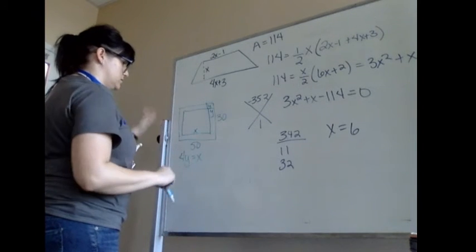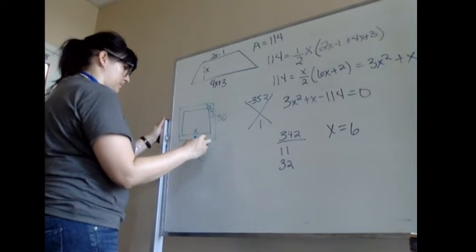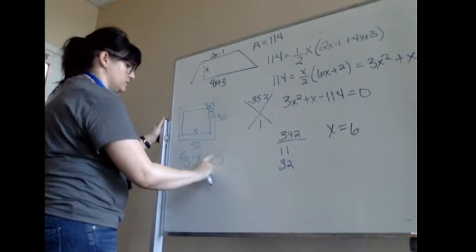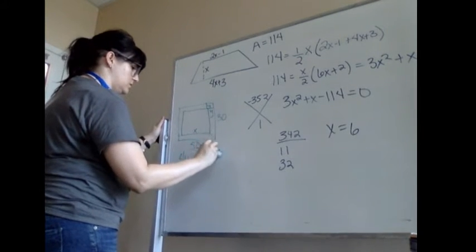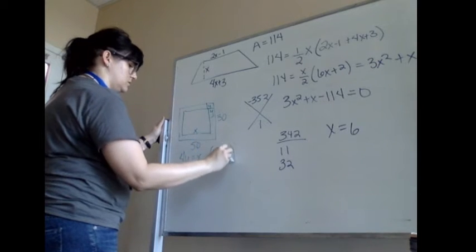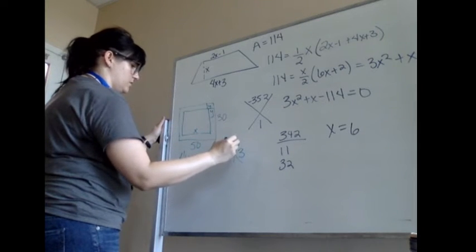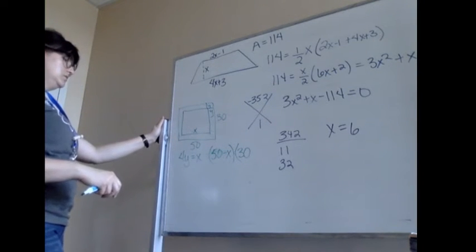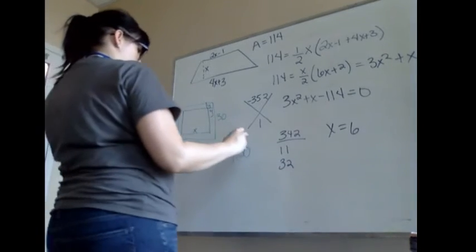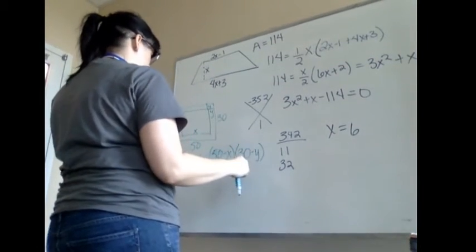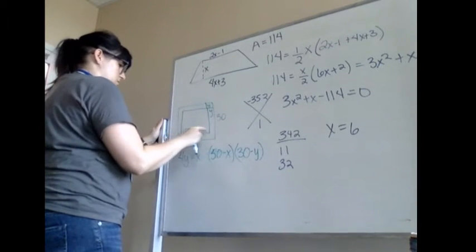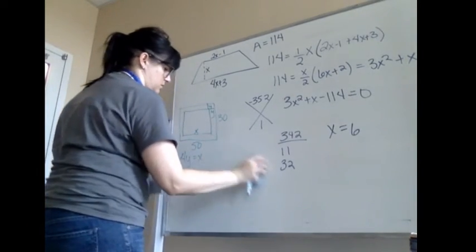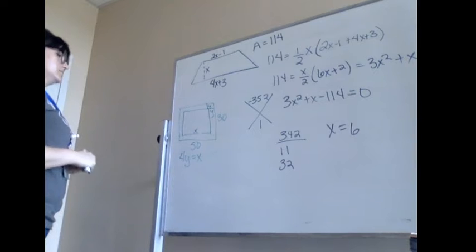4y equals x, and then x times y, or 50 minus x, times 30 minus y, okay, 50 minus x, hang on. Wait. You're just taking all these numbers from the dimensions that they already gave us, right? Yeah.